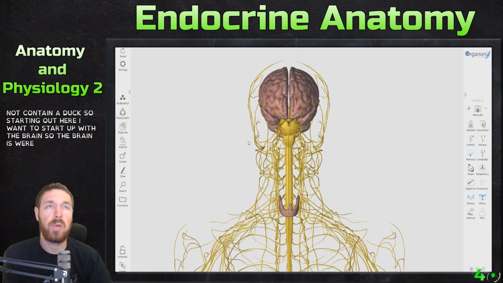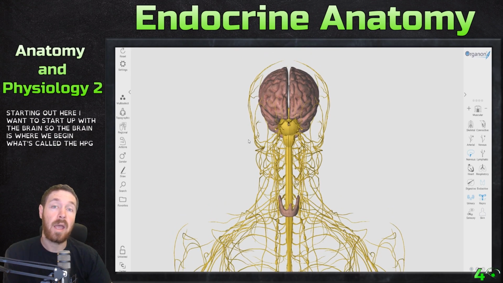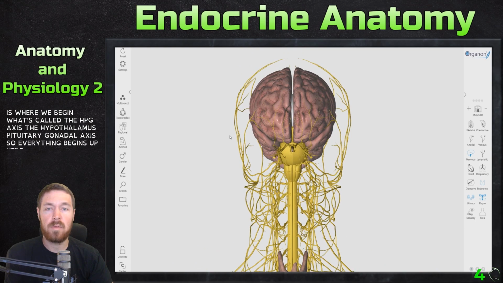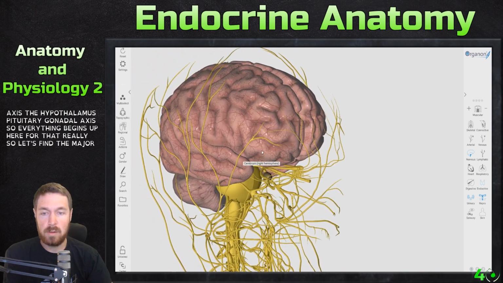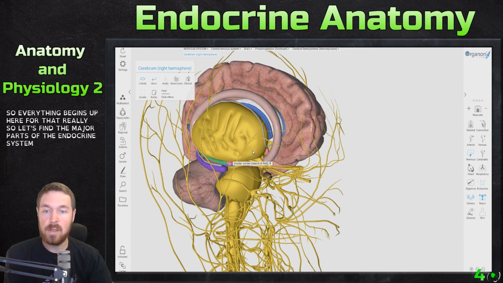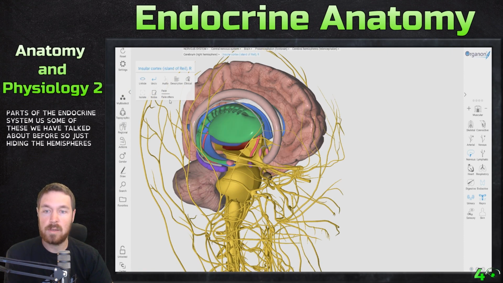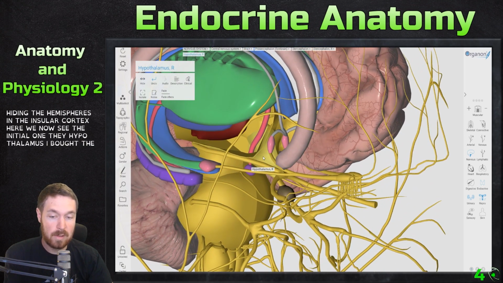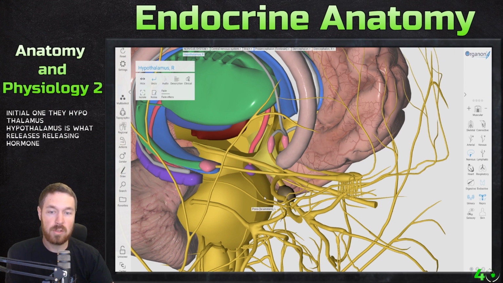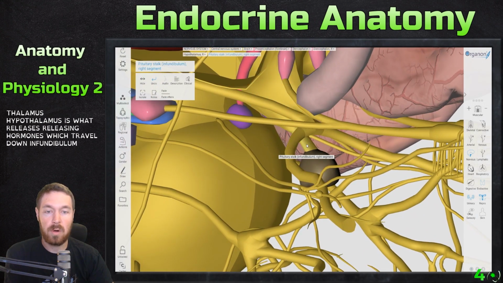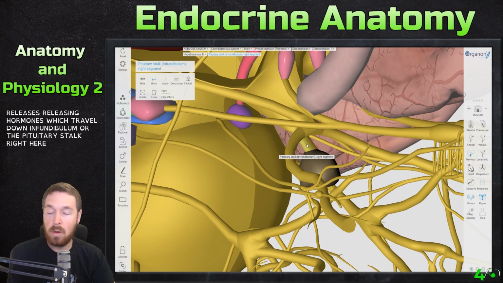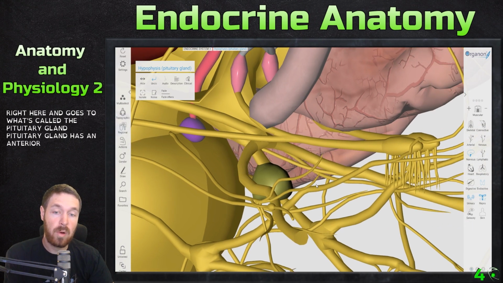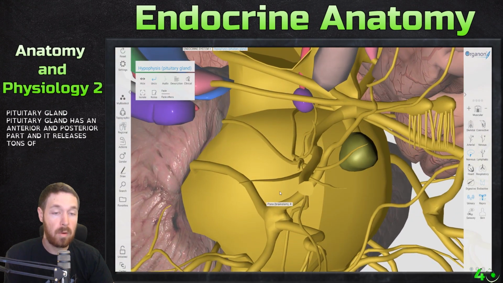So starting out here, I want to start with the brain. The brain is where we begin what's called the HPG axis, or the hypothalamus-pituitary-gonadal axis. So everything begins up here for that release. So let's find the major parts of the endocrine system. Some of these we have talked about before, so just hiding the hemispheres and the insular cortex here, we now see the initial one, the hypothalamus. The hypothalamus releases hormones which travel down the infundibulum, or the pituitary stalk right here, and go to what's called the pituitary gland. The pituitary gland has an anterior and posterior part, and it releases tons of hormones from each part.